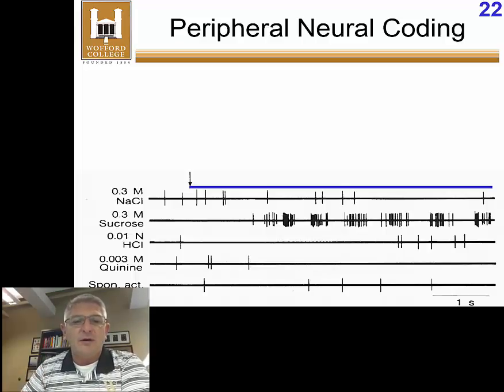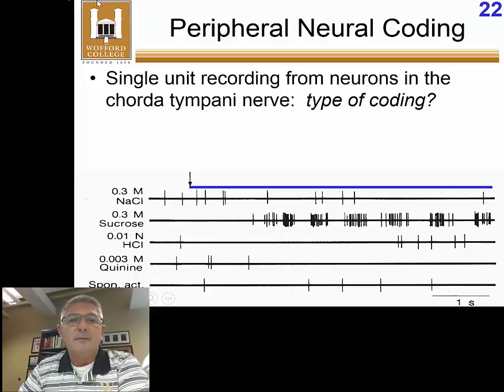So what type of neural code would be represented in this particular neuron? What does it respond to? That's right, it just responds to sucrose. So any activity in that nerve means that there's sucrose present. What type of coding is that called? Labeled line. There you go.